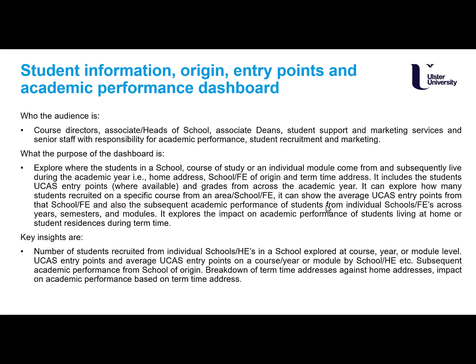And the key insights are the number of students recruited from individual schools in a school, explored at course level, year level, module level, the UCAS entry points and average UCAS entry points on a course, year, or module by school, higher education facility, and the subsequent academic performance from the school of origin, and a breakdown of the term time addresses against home addresses and impact on academic performance. So, for example, it can tell you whether the students are living at home, in student accommodation, private student accommodation, or student halls, and is there any noticeable impact on academic performance from basically where the students are living during the academic year.